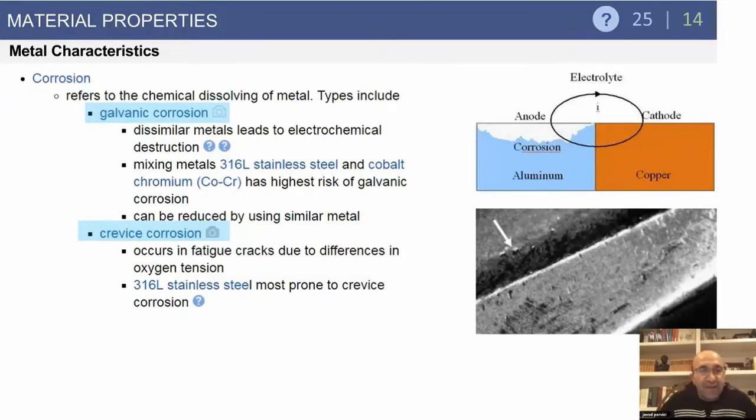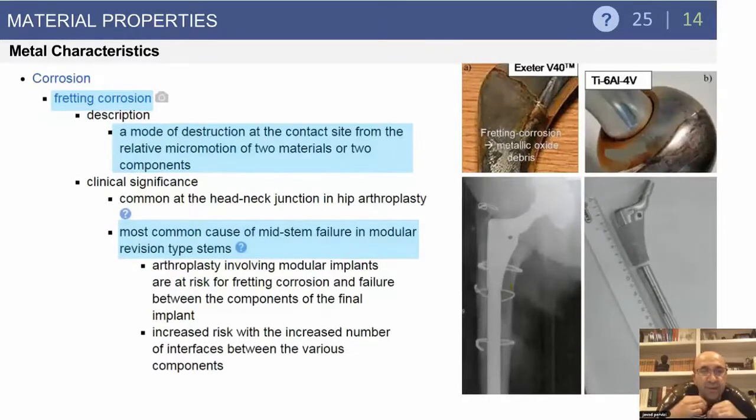Corrosion: galvanic or crevice corrosion. Galvanic is when two dissimilar metals are in electrochemical contact, leading to destruction of the metal. Classical examples: stainless steel and cobalt chromium. Crevice corrosion is when there's a fatigue crack due to difference in oxygen tension. And again, stainless steel is the one that's most prone to this problem.